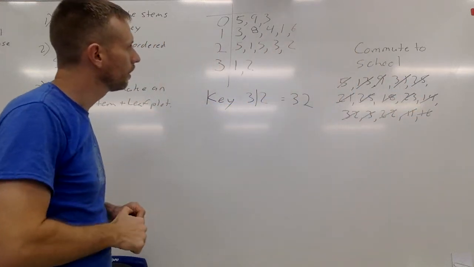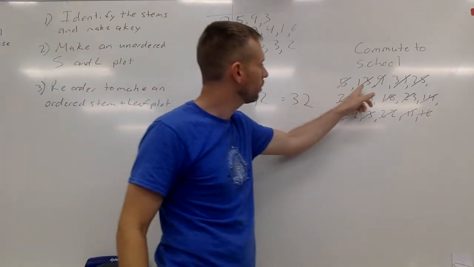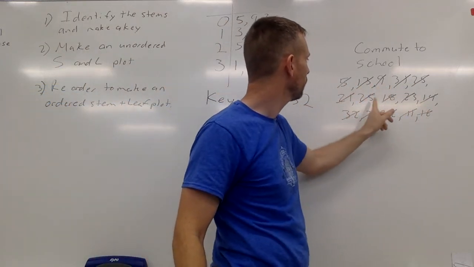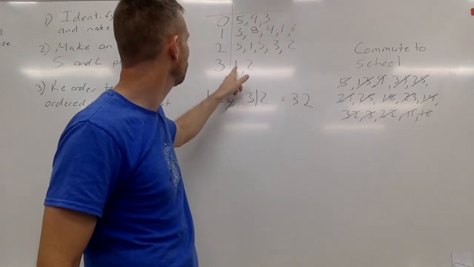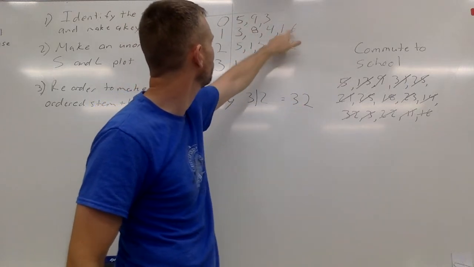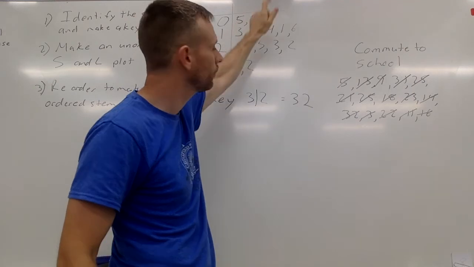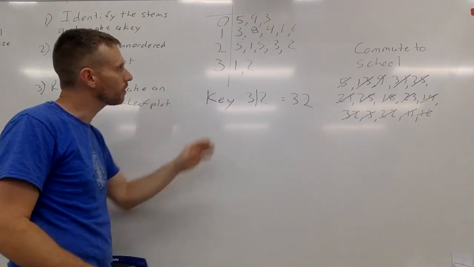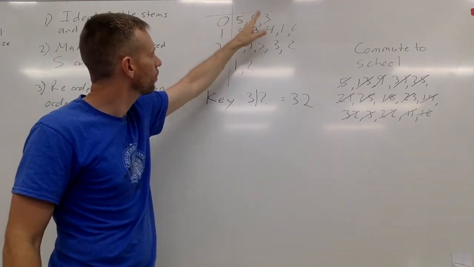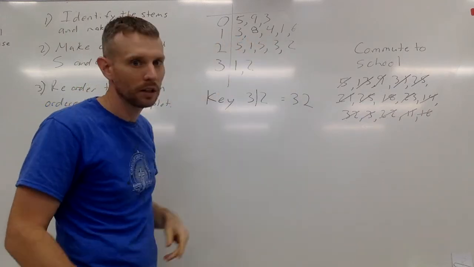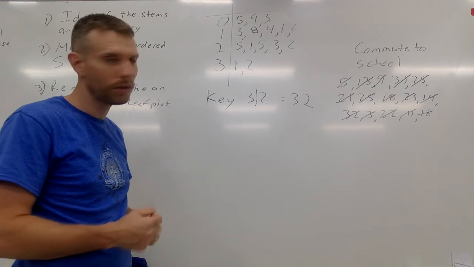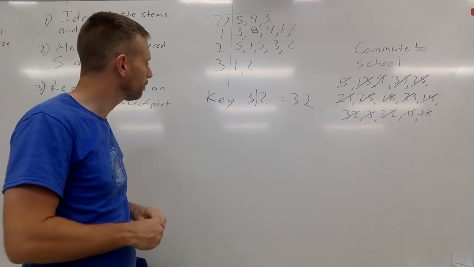Okay, so again, let's see. I have 1, 2, 3, 4, 5, 6, 7, 8, 9, 10, 11, 12, 13, 14, 15. I got them all. Okay, so this again is 0, 5, 0, 9, 0, 3, 1, 3. That's 13, 18, 14, 11, and so on. So this is an unordered stem and leaf plot.